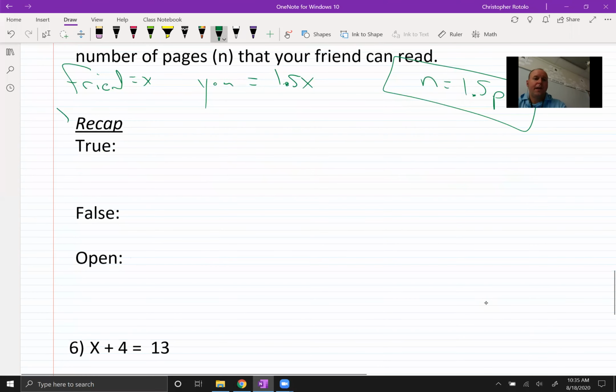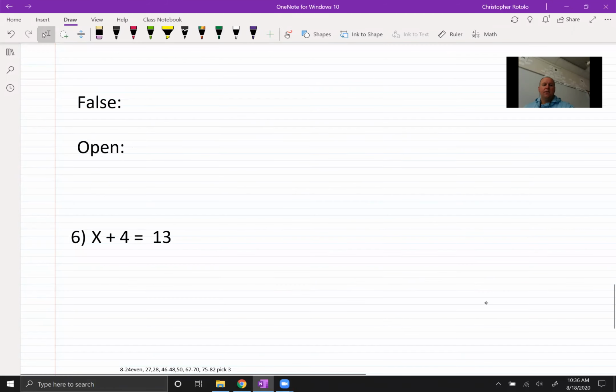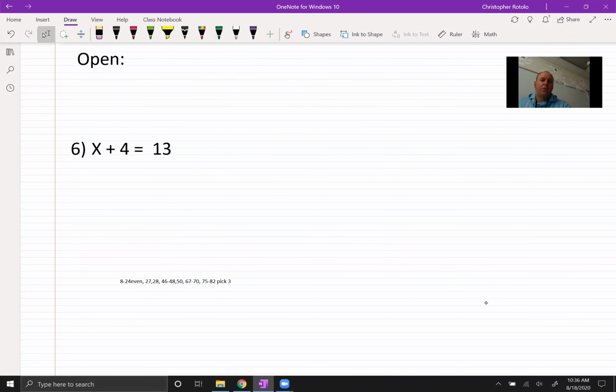All right, quick little recap. You want to add into your notes: write a true equation, a false equation, and an open equation. After that, we do want to solve one more. Remember, if it's plus 4, we're going to subtract 4. So x equals 9, and that's how we're going to solve it.